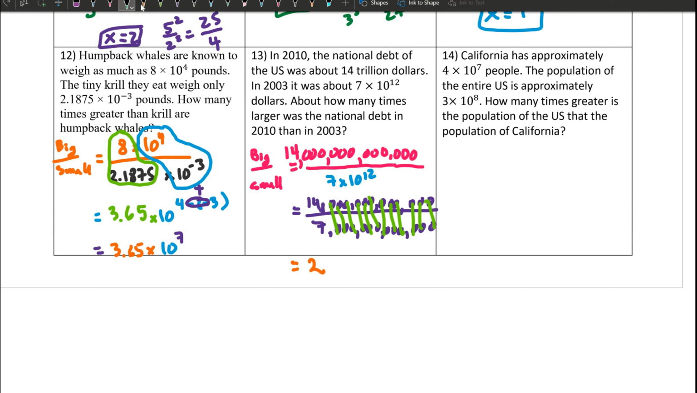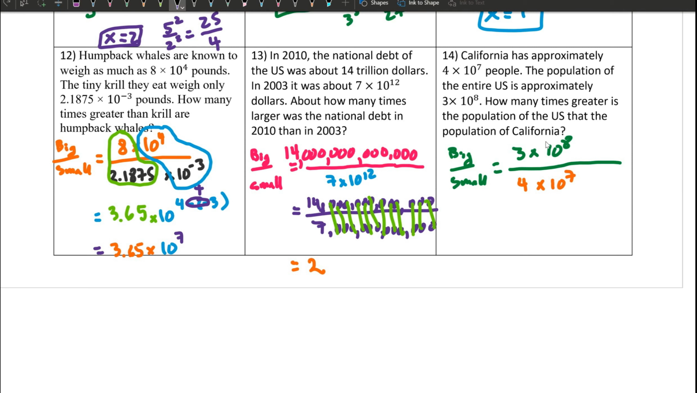Alright, last problem. Yay! California has approximately 4 times 10 to the 7 people. The population of the entire United States is approximately 3 times 10 to the 8 power. How many times greater is the population of the US than the population of California? So same idea, big over small, right? The bigger one is the population of the whole United States, so 3 times 10 to the 8 power. And then the population of California is 4 times 10 to the 7.